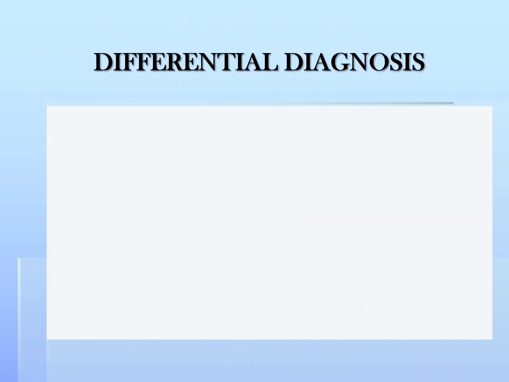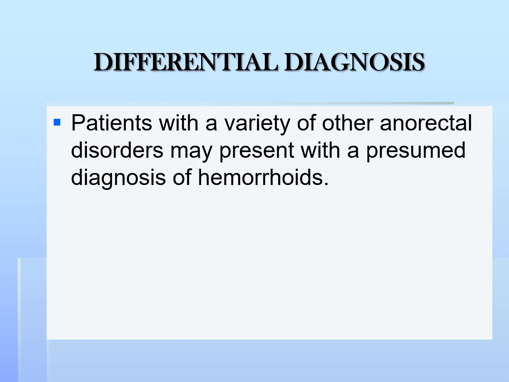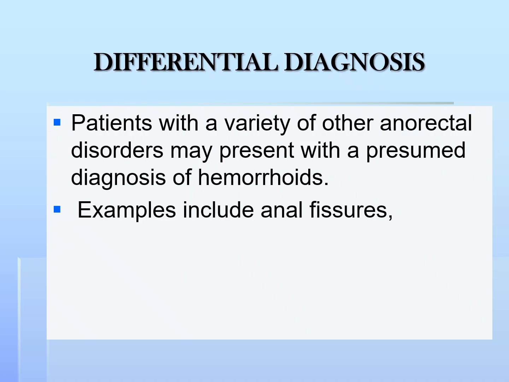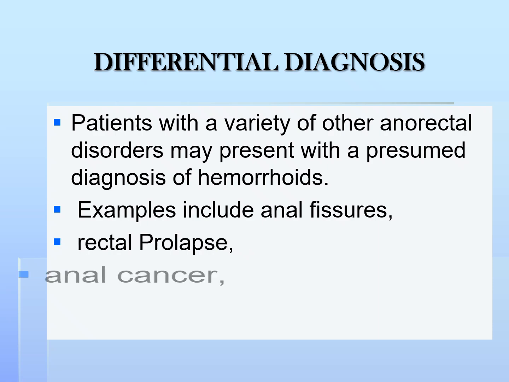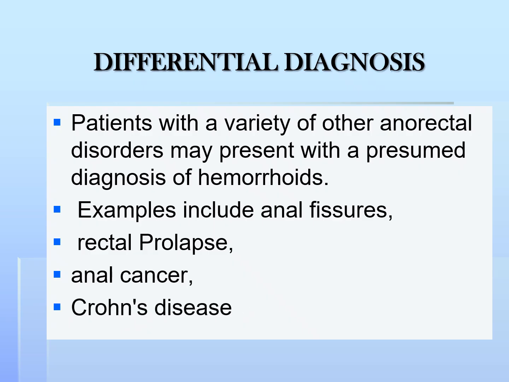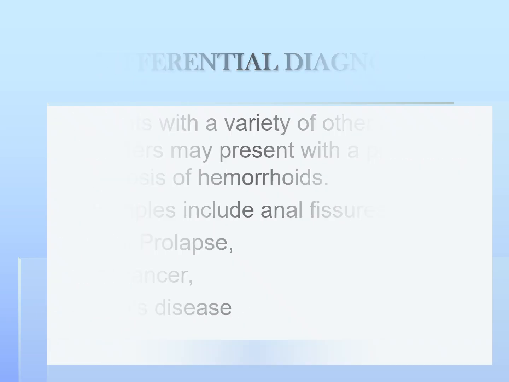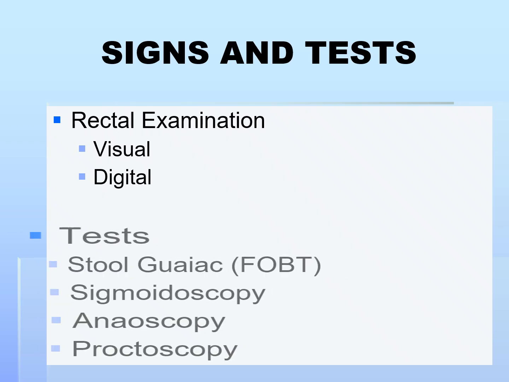Differential diagnosis of hemorrhoids includes anal fissure, rectal prolapse, anorectal cancer, and Crohn's disease. But careful examination and history help to distinguish the hemorrhoids from these conditions. These are the tests to be performed while examining the patient.